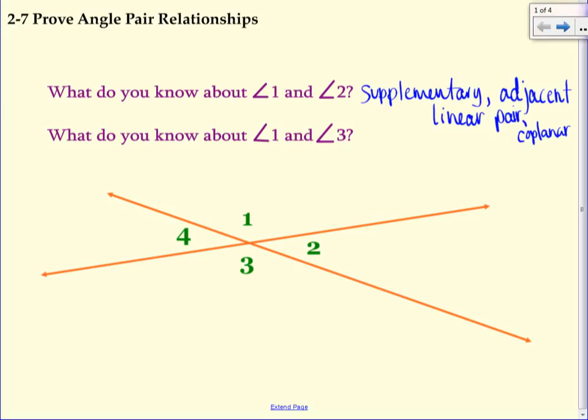Okay, let's jump to 1 and 3. They're congruent to each other. They're the same measure. You remember the vocab word for them when they're straight across from each other. Give it a shot. They are vertical.